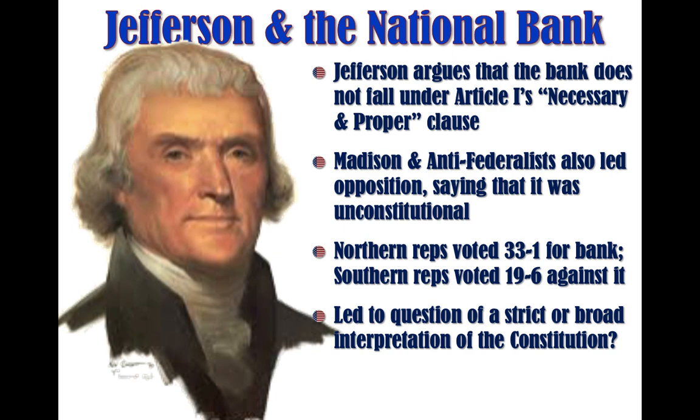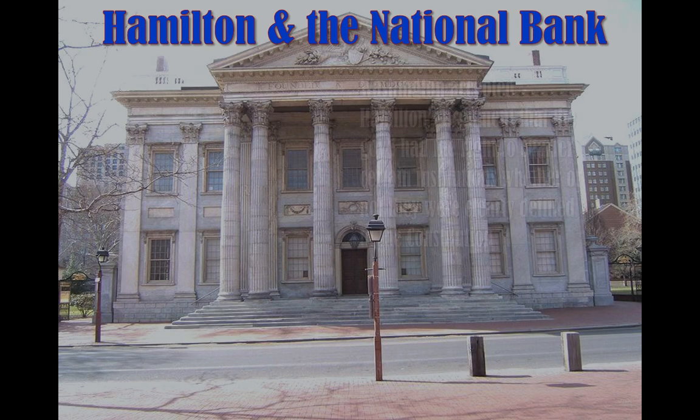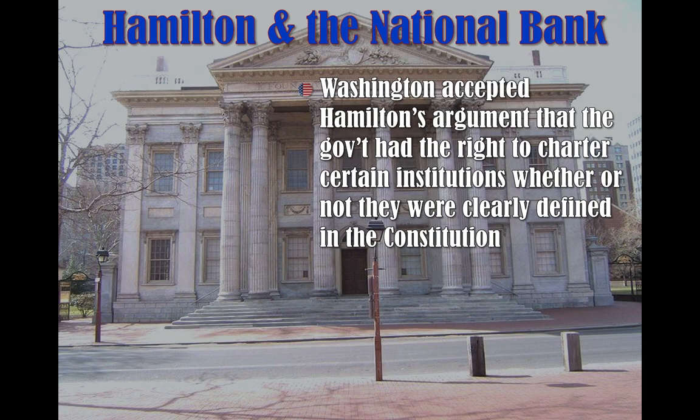So, what was George Washington's take on this? Well, Washington accepts Hamilton's argument that the government does indeed have the right to charter certain institutions, whether or not it is clearly stated in the Constitution. So this is an important precedent set by George Washington and Alexander Hamilton, that the government does have some leeway in creating different institutions for government.